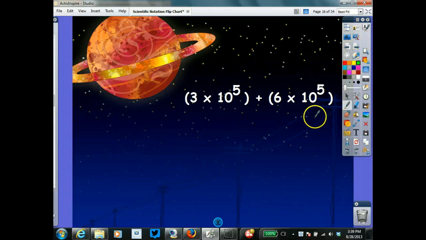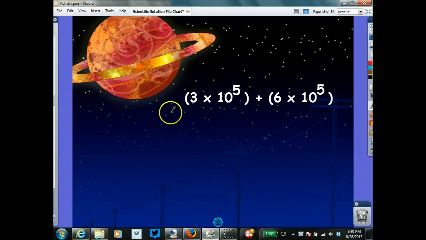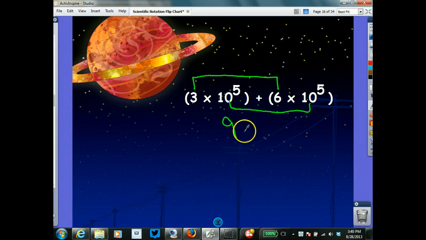Alright, so in this case, go ahead and try this one first. I have 3 times 10 to the 5th plus 6 times 10 to the 5th. Well, in this case, let's just add 3 and 6. Gives me 9. But then I come back and I say, oh, 10 to the 5th, 10 to the 5th. Same base, same exponent. I'm adding. And I would have 9 times 10 to the 5th. No issues so far.